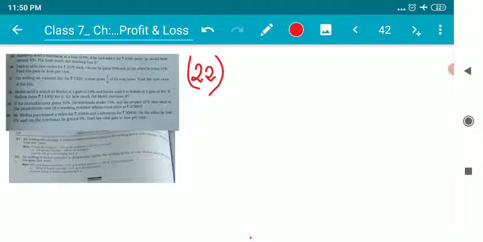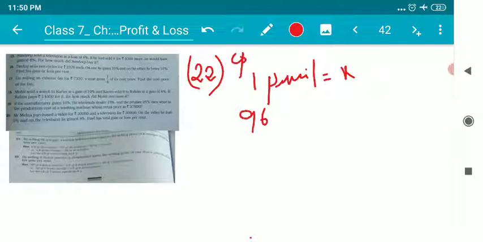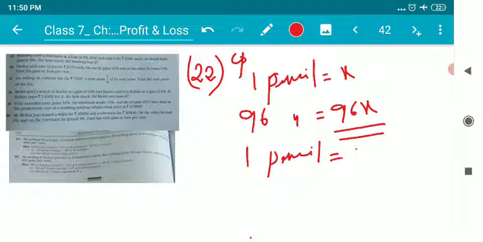So let the cost price of one pencil be equal to x. So 96 pencils, children, this is a cost price. I'm assuming the cost price of one pencil be equal to x. So 96 pencils will be 96x only. Now let the selling price of one pencil be equal to y rupees. So selling price of 96 pencils will be, of course, 96y.